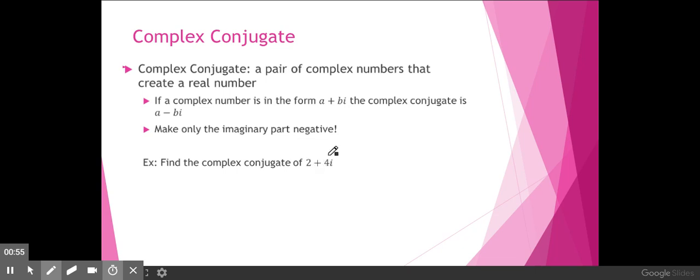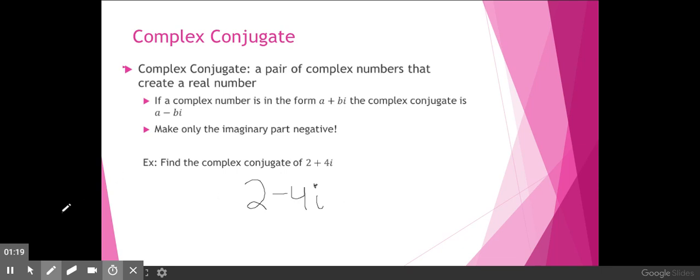So when we are in the form 2 plus 4i, our complex conjugate would be 2 minus 4i. If we started with 2 minus 4i, we would put 2 plus 4i. So we're taking the sign, whatever it is, in front of the imaginary number, and we're making it the opposite.